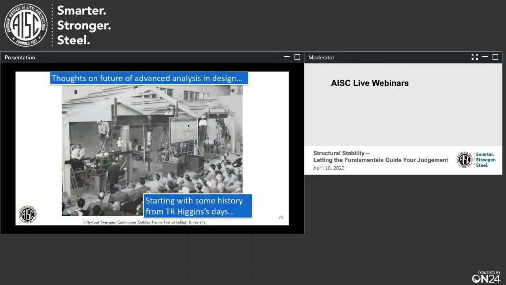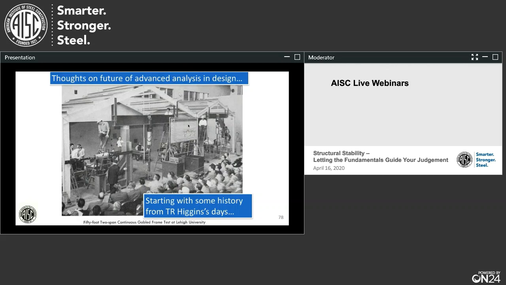All right, let's have a look at advanced analysis a bit, some background to it. I want to go back to Higgins' days in the late 50s. Actually, it even starts before that. It was in the 40s that John Baker at Cambridge University, a professor there, started to explore this whole concept of plastic design.